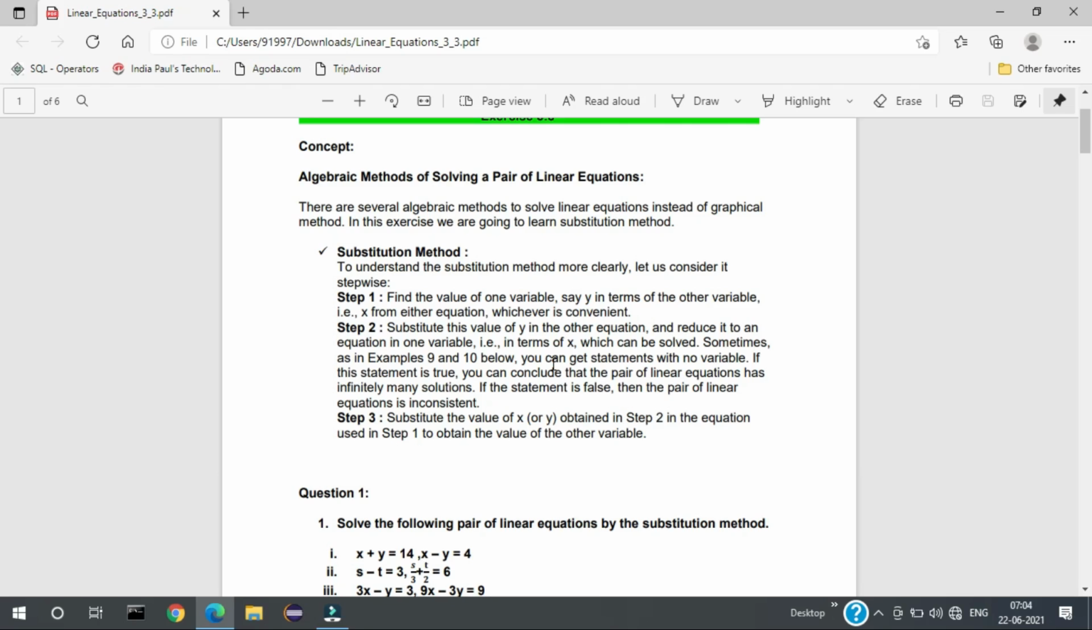Sometimes there may be a chance of getting statements with no variable. At that time, we have to conclude that if the statement is true, then the pair of linear equations has infinitely many solutions. If the statement is false, then we can conclude that the pair of linear equations is inconsistent. Coming to step 3: substitute the value of x or y obtained in step 2 in the equation used in step 1 to obtain the value of the other variable.